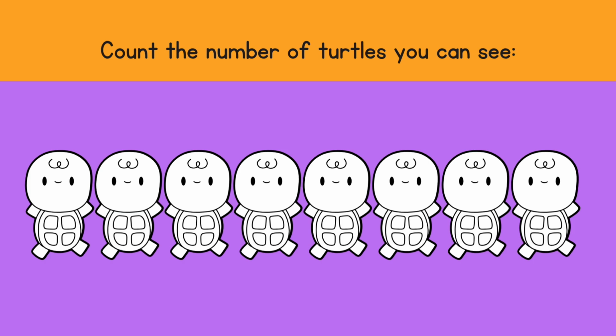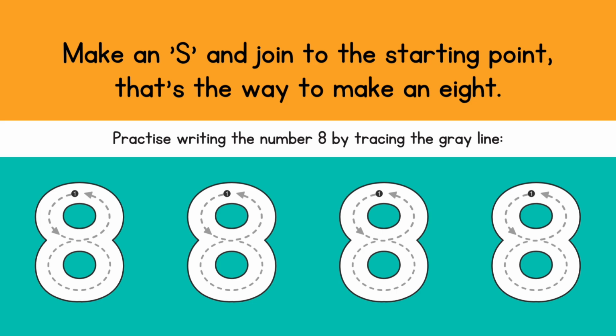Count the number of turtles you can see. 1, 2, 3, 4, 5, 6, 7, 8. So make an S and join to the starting point. So that's the way to make an 8. And now practice writing the number 8 by tracing the grey line on your notebook.